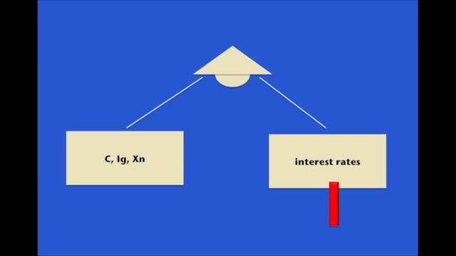So if interest rates were to increase, causing CIG and XN to decrease, then AD would also decrease because CIG and XN are all components of AD. If any component of AD decreases, AD decreases, and of course if any component of AD increases, then AD increases.